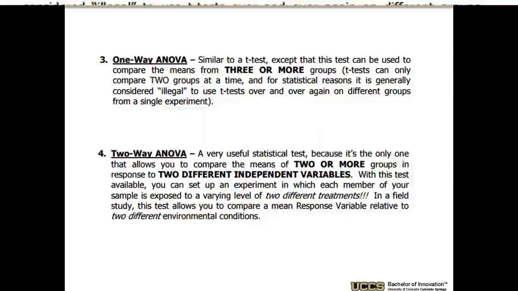The two-way ANOVA is very useful because it's the only comparison that lets you look at 2 or more groups in response to 2 different independent variables. And this is the other reason why ANOVA is not that common. We have lots of computer science where we change more than one thing at a time, so we can do a two-way ANOVA. The other reason we don't see ANOVA in computer science is that two-way is one particular set. There are 2 independent variables.